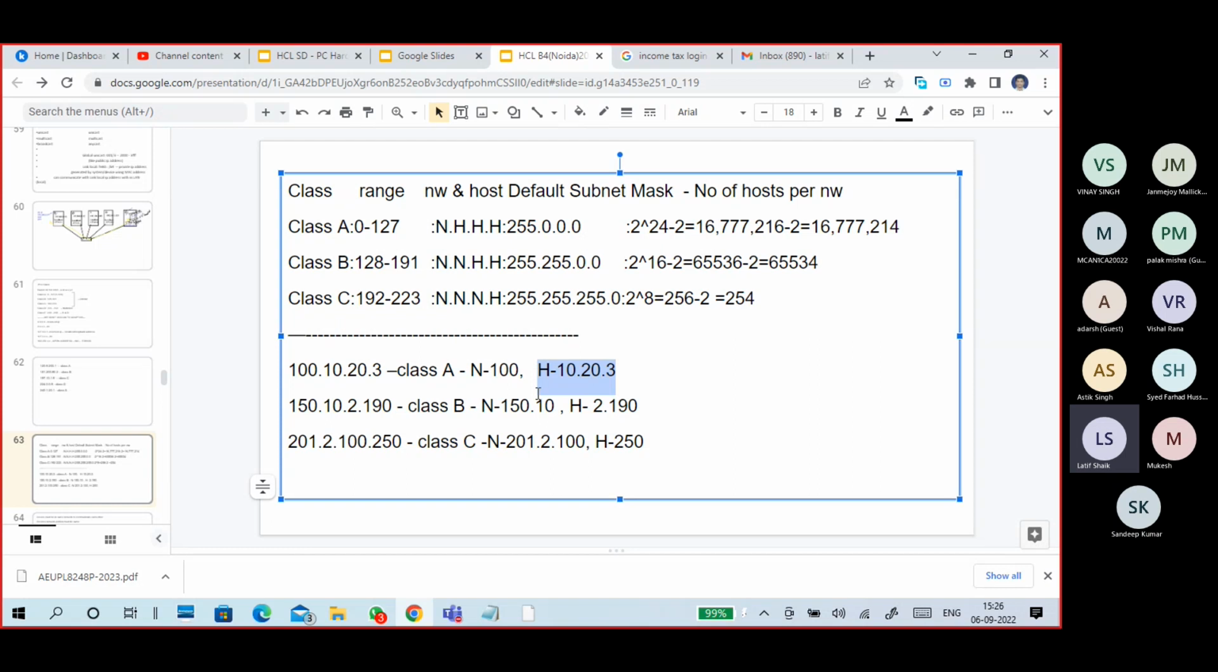The remaining part is the host. Host can be changeable. This is class B: network, network, host, so I am getting almost 65,000 IP addresses. It means this is the network part and this is the host part. The host part 2.190 can be different for different hosts, but for all hosts in the same network, 150.10 is the same.